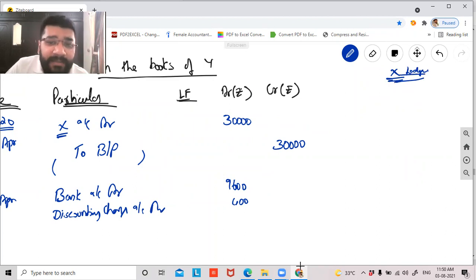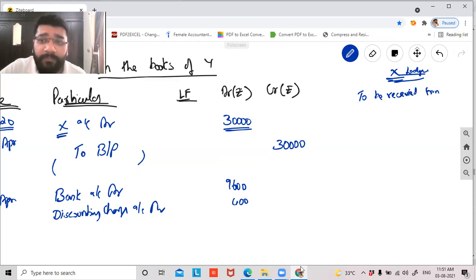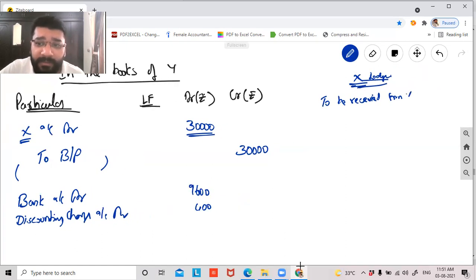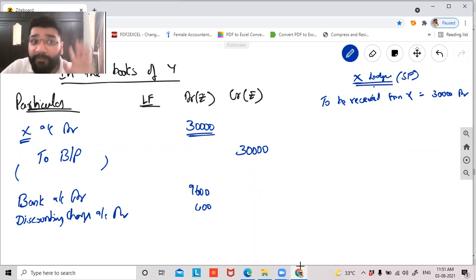Yes, the first entry indicates that 30,000 rupees is recoverable from X. Yes or no? So can I say, to be received from X, 30,000 rupees debit balance? Guys, understand this very carefully. This working that I'm doing here is very, very important. I'm doing X's ledger in the statement format, not in the ledger format. 30,000 rupees I have to recover from X, which is a debit balance.